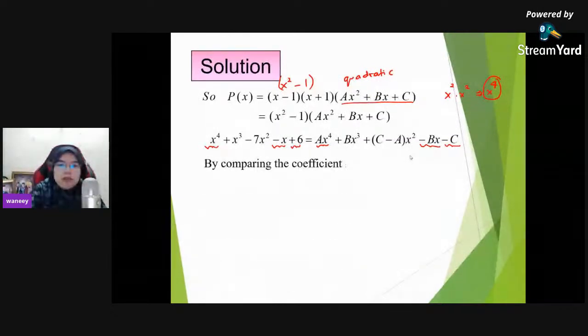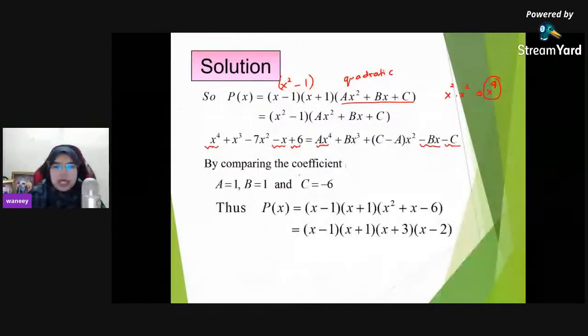Okay, so by using the comparing coefficient, we can easily see that a should be equal to 1, b must be equal to 1, and c must be equal to negative 6. And then based on your P(x), you are going to get (x minus 1)(x plus 1). So over here, this is ax squared plus bx plus c. So you simply substitute the value of a, the value of b, the value of c. So what do we have is x squared plus x minus 6.